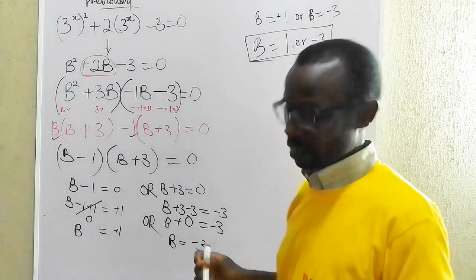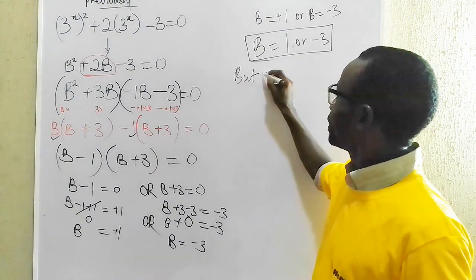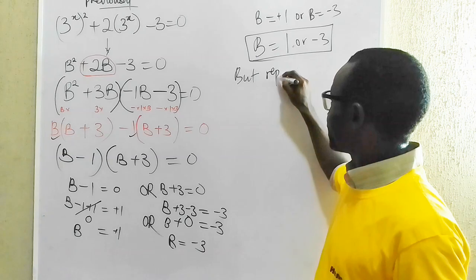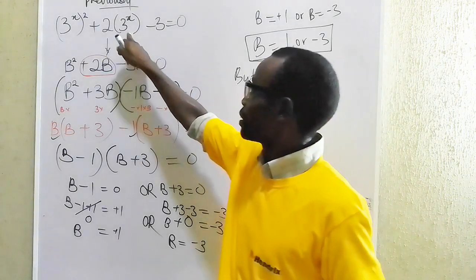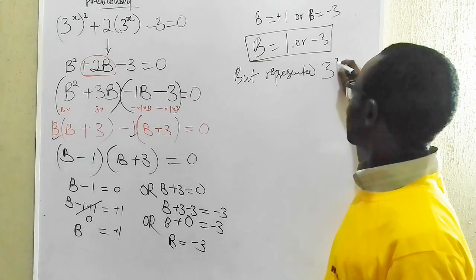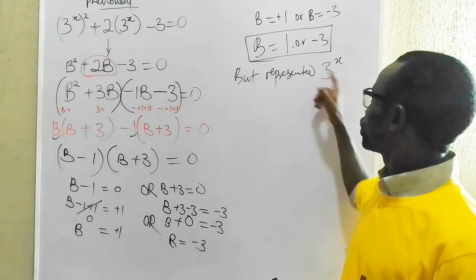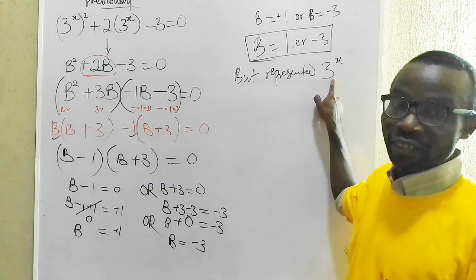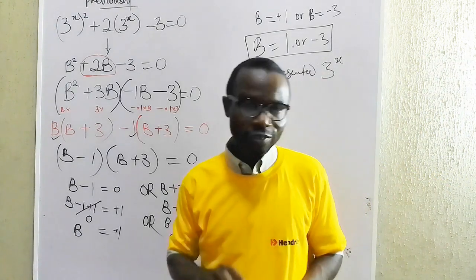Now we are not done with this. The next step is going to remind us that b actually represented something. It represented 3 raised to power x. So in the next video, we're going to see how we switch b back to this, and then find the value of x. I want you to stay tuned.